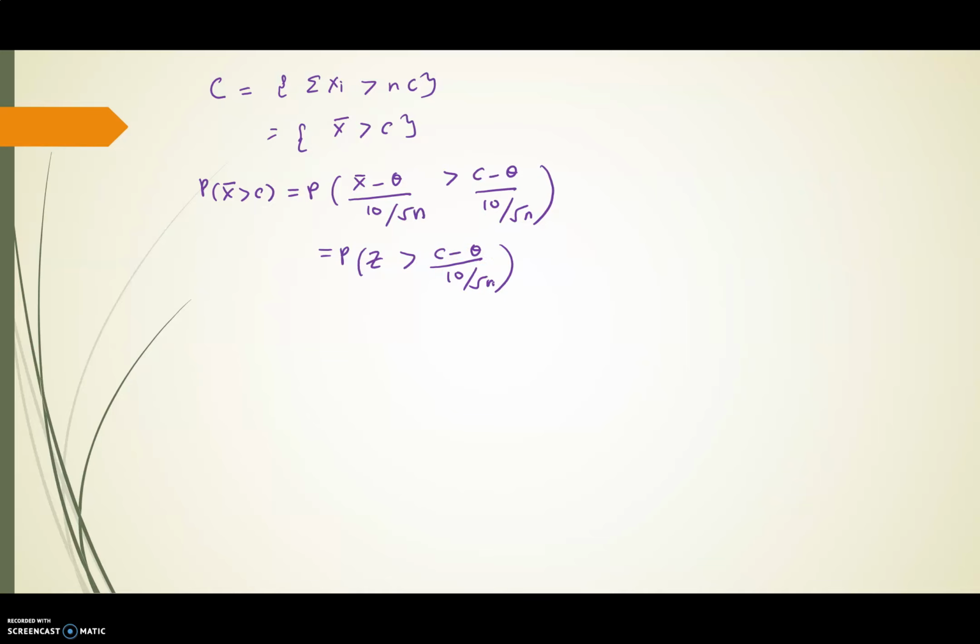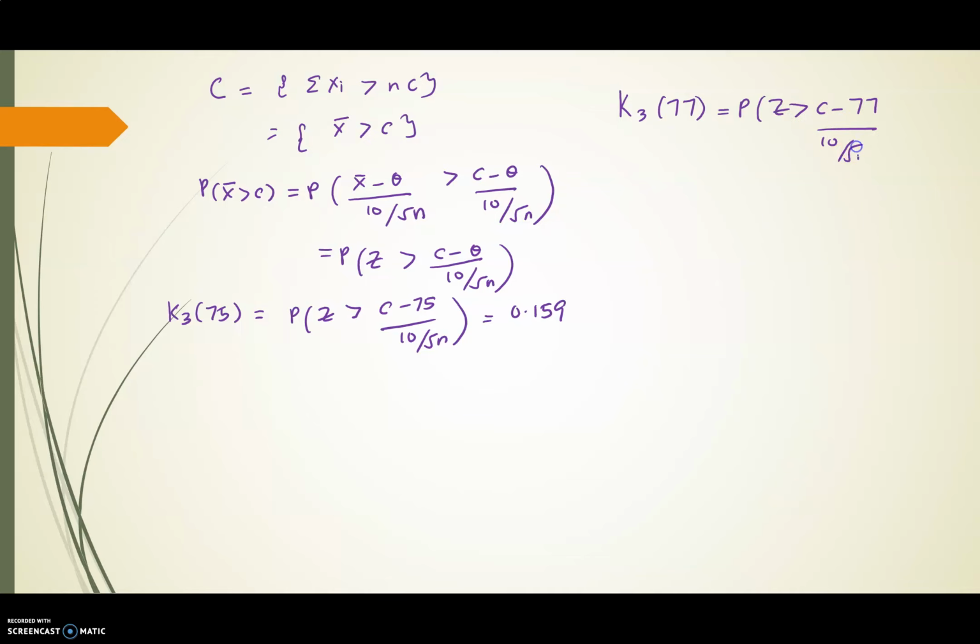Given that we have k3 with theta equals 75, it is given as the probability Z greater than C minus 75 over 10 over square root of n, equal to 0.159. Next, we have k3 of 77, the probability Z greater than C minus 77 over 10 over square root of n, equal to 0.841.